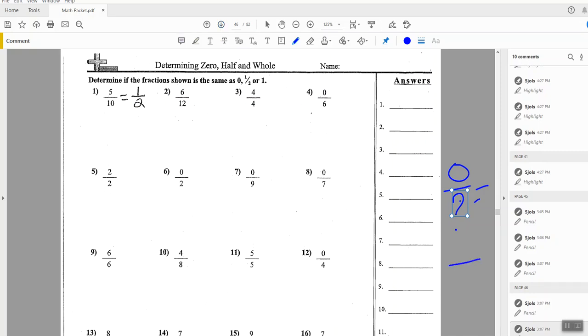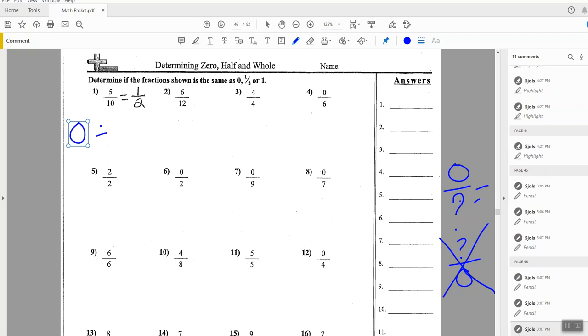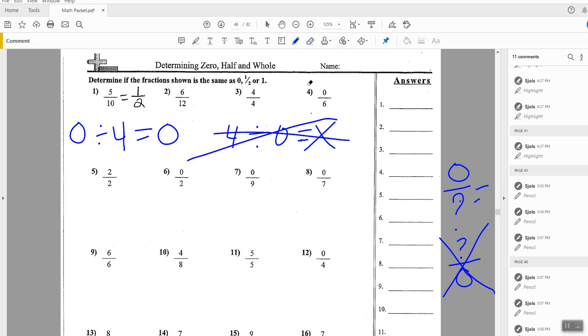0, however, can never be on the bottom. Because if it's division, if I have 0 items divided into 4 groups, well, I have 0 items. Because if I have nothing and I divide it up, it's still nothing. But if I have 4 items, to divide them into 0 groups would mean they would have to physically disappear. And that's not possible. Things don't physically disappear. So you can't do it. This is a big no-no. So if it has a 0 on top, it automatically equals 0.